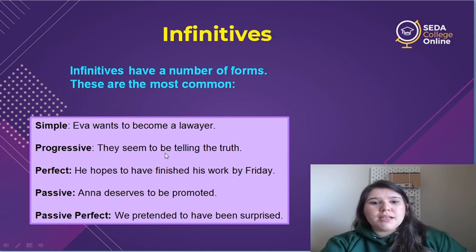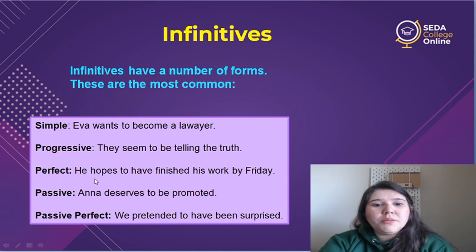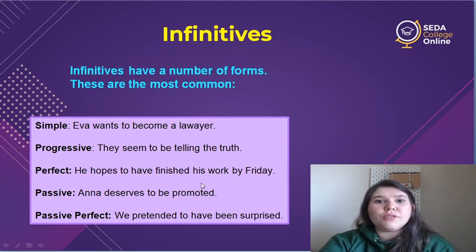Progressive, they seem to be telling the truth. So seem to be telling the truth. Perfect, he hopes to have finished his work by Friday. So the verb hope is followed by to have and then the past participle of finish. He hopes to have finished his work by Friday. Passive, Anna deserves to be promoted. So Anna is not doing the action, she's receiving the action. It's the passive. And passive perfect, we pretended to have been surprised. So again, we have the infinitive to here. Okay?